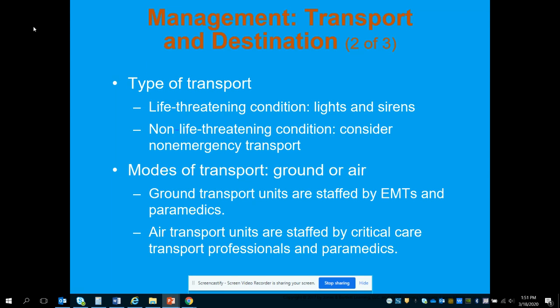We do have the option between ground and air transport. Now, this is going to be a big factor in where you live and what type of resources you have available to you. Right here in the Johnston County area, we have a lot of resources available to us by ground. So we have trauma centers, we have cardiac centers, we have stroke-capable facilities available to us by ground. Even our burn center is accessible by ground in a reasonable amount of time.